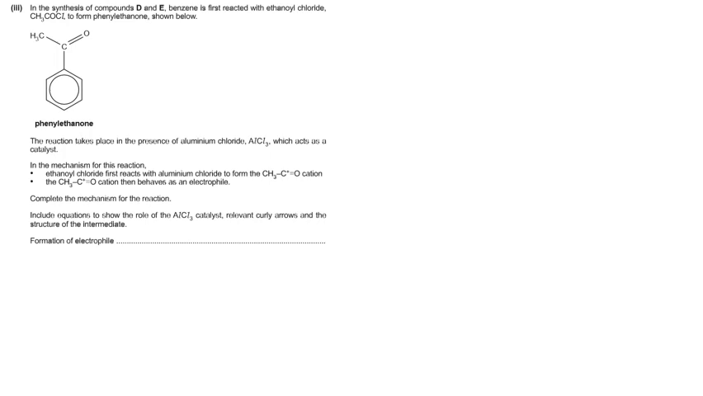So in part 3, we're going to investigate synthesizing compounds D, N, E, and in the process we're going to go through this intermediate, which is phenylethanone. And we make phenylethanone by reacting benzene with ethanoyl chloride, and we need a catalyst, aluminium chloride catalyst. And so the question is asking us about the mechanism, and also how the electrophile behaves.